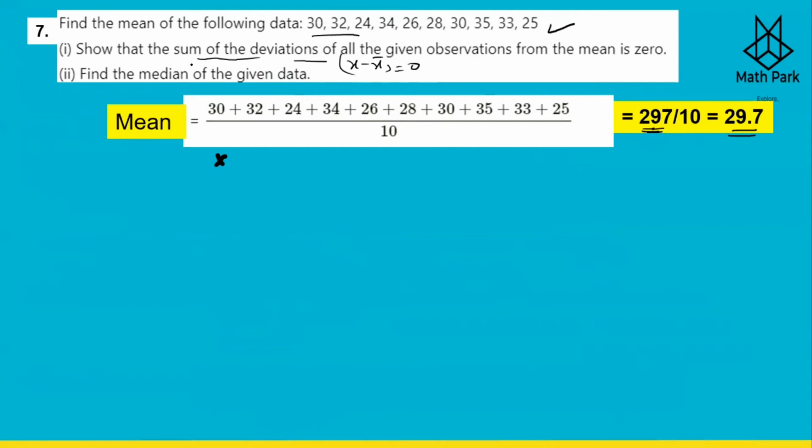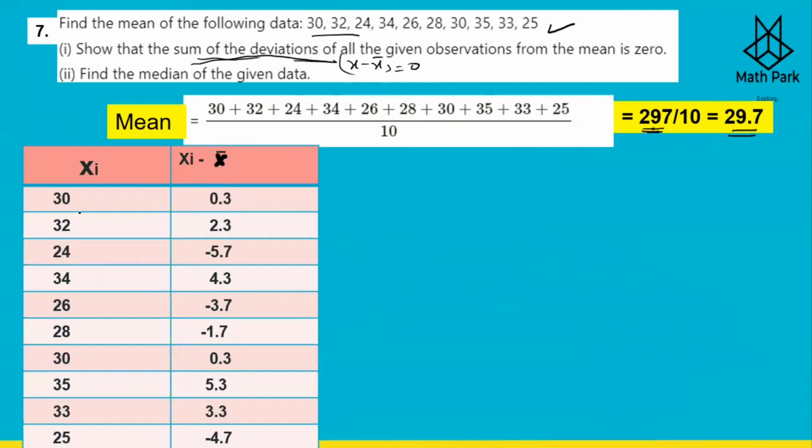The second part, show that the sum of the deviations is 0. So we create the table here: Xi, these are the observations, and Xi minus X bar. So when you do 30 minus 29.7, you get this. Each time you are subtracting the mean from the given observation. So this is 32 minus 29.7. This is 24 minus 29.7. These are called deviations from the mean.